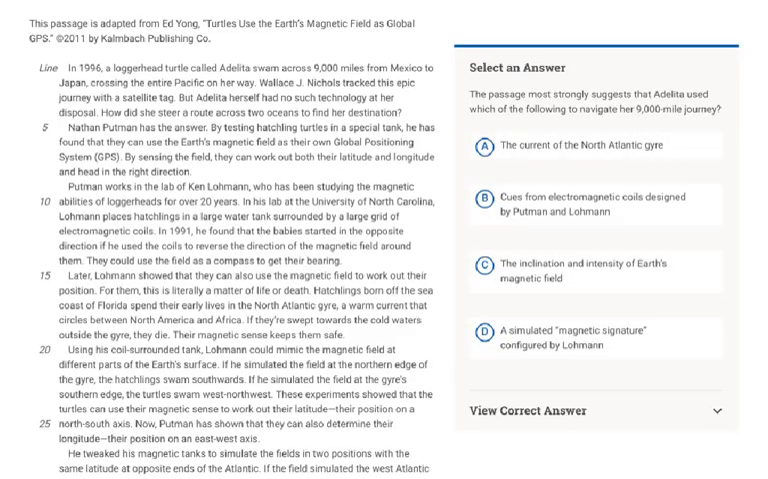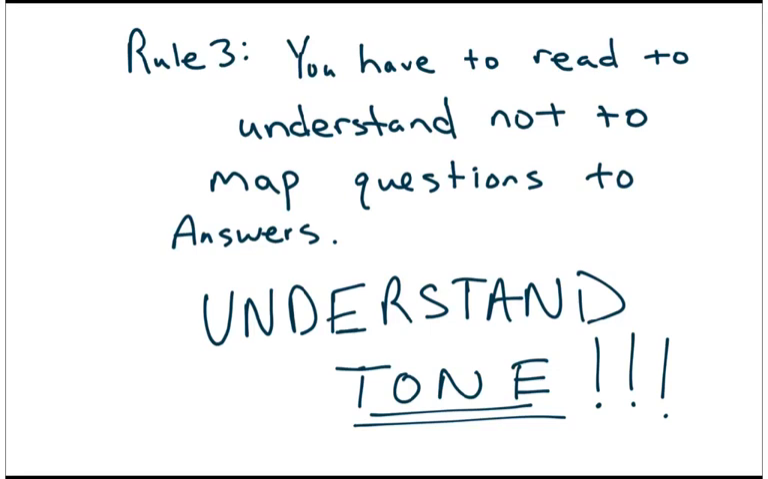Welcome to video 2 on how to approach the critical reading section of the SAT. In the last video we ended up talking about Rule 3, how you have to read to understand, not map questions to answers, and you really have to understand tone. So I want you to keep this in mind because we're going to use this idea and this rule in this next question. But I want to talk about one more rule before we approach the actual question at hand.